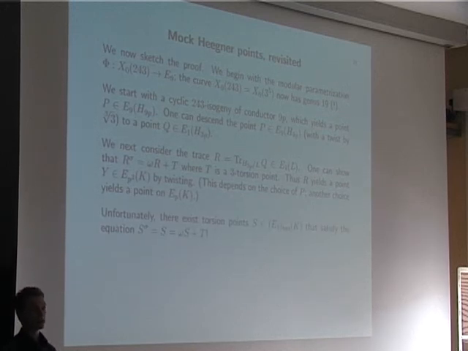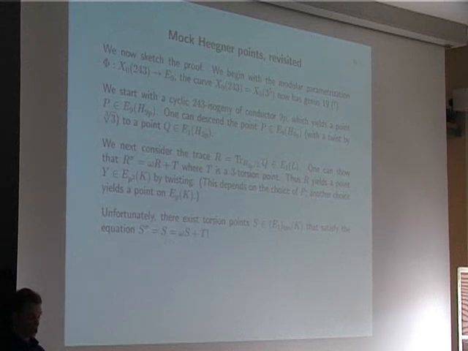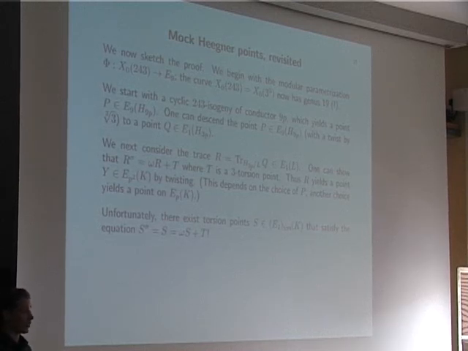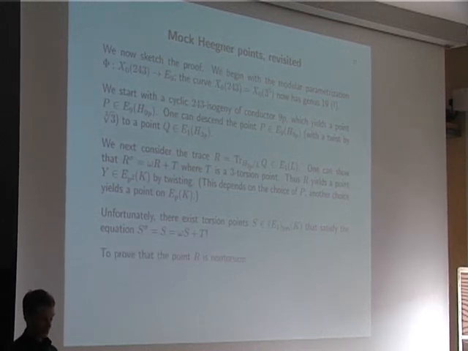So we would be done, like before, if we could show that no torsion point satisfied this equation, S sigma equals omega S plus T. But it turns out there are torsion points. So we don't just get to conclude by a contradiction. We have to work a little bit harder.